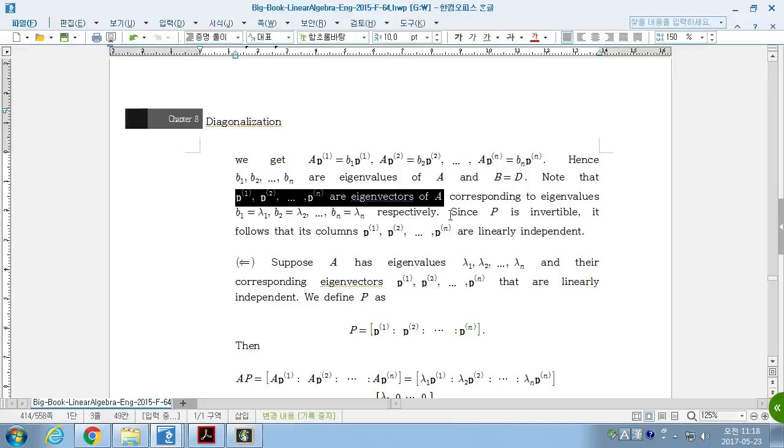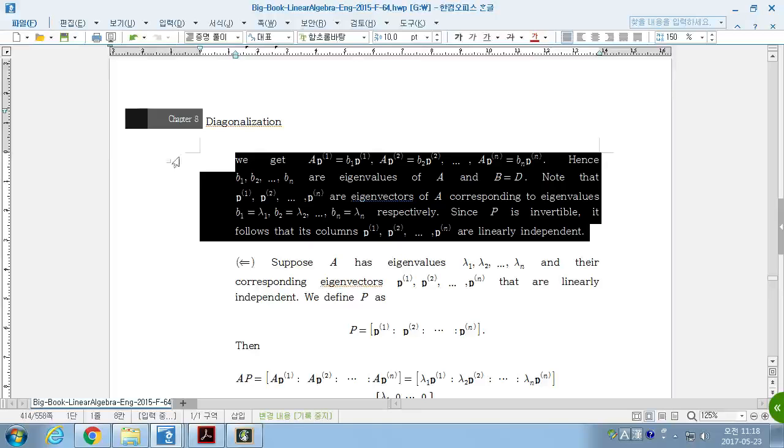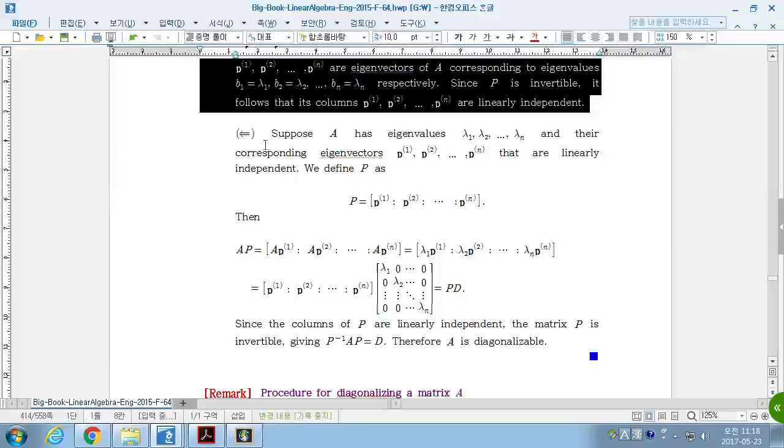Okay. Since P is invertible, these columns should be linearly independent. So we have a matrix whose column vectors are linearly independent eigenvectors of A. How many? N. We have n linearly independent eigenvectors. Okay? So it's done. Next, the necessary condition.